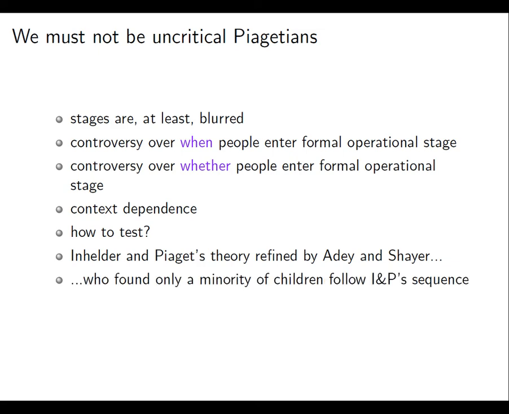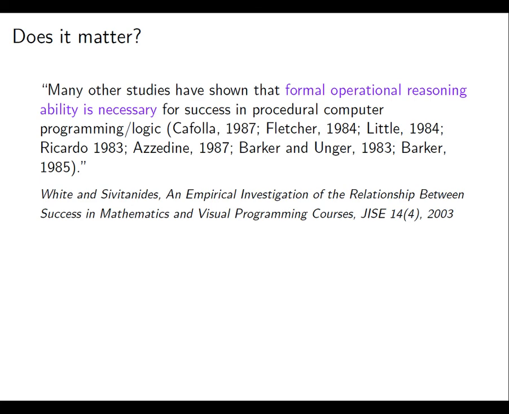They found that only a minority of children follow Inhelder and Piaget's sequence, and one of the things that they did that turns out to be important in the literature was that they developed and validated tests for the presence of people at particular stages, the pendulum test being one of them, in that children have to investigate the effects of things like the length of a pendulum string and the weight of the bob and so on, and form hypotheses.